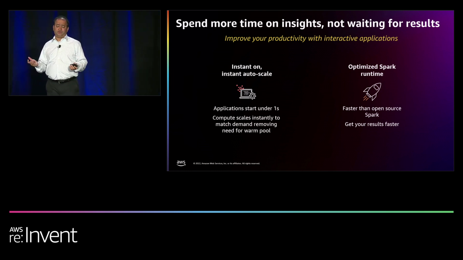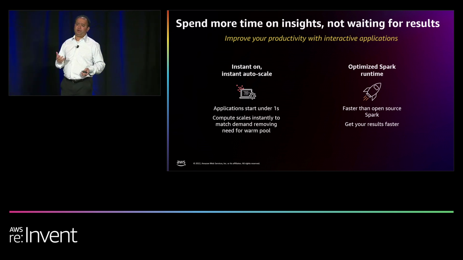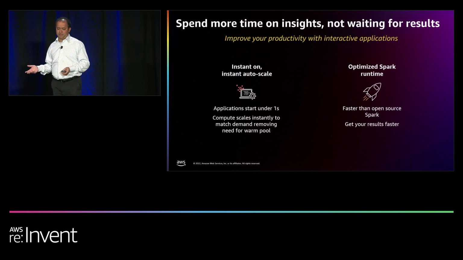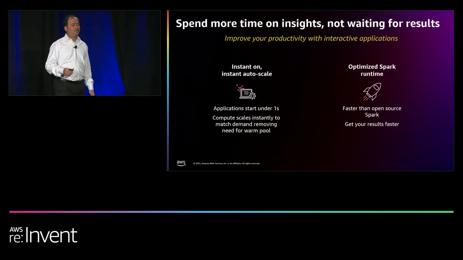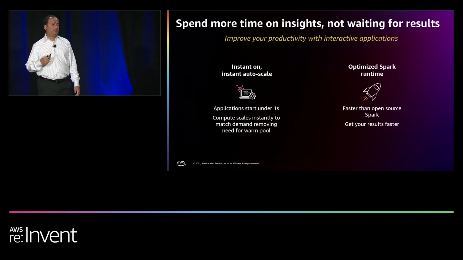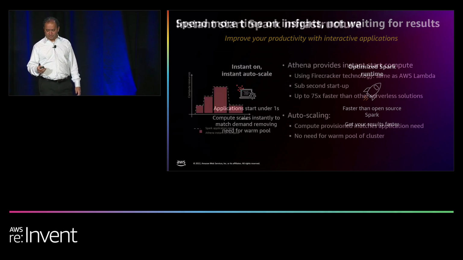So, what this means for you is less waiting, but also you do not need to keep a warm pool of idle resources available. Along with the quick start, we also provide an optimized runtime that is faster than open source Spark, which means that your applications not only start faster, they also execute faster. The net result is you are much more productive when you are running interactive applications.